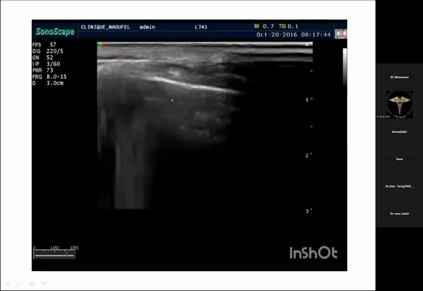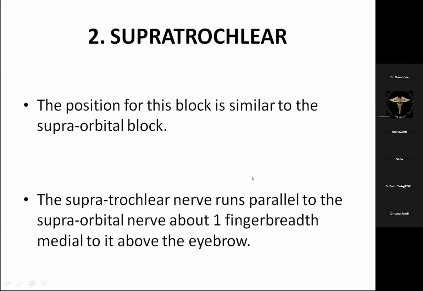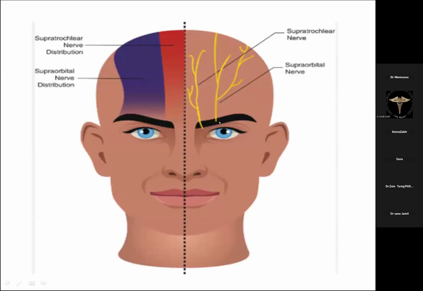Regarding the supratrochlear nerve, it runs medially and parallel to the supraorbital nerve. And therefore, with a single injection or puncture site, we can block both these nerves, allowing us to denervate or anesthetize this whole anterior aspect of the scalp.